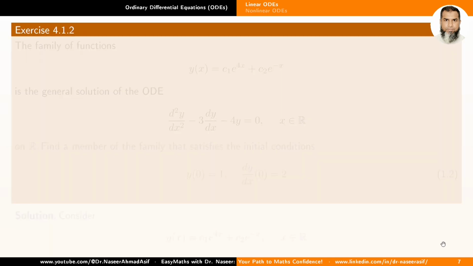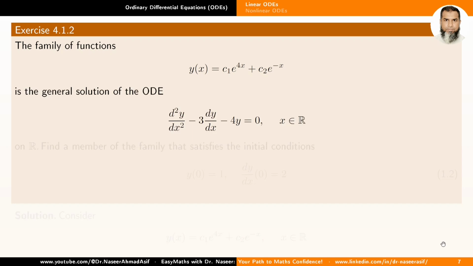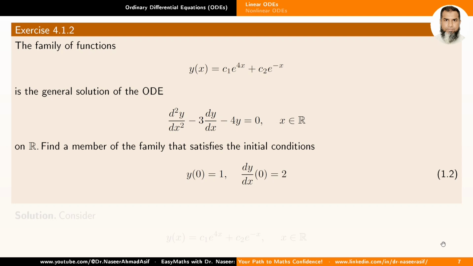Well, see another exercise. The family of functions y of x equal to c1 exponential 4x plus c2 exponential minus x is the general solution of the ODE d2y by dx square minus 3 dy by dx minus 4y is equal to 0, where x belongs to R on R. Find a member of the family that satisfies the initial conditions y of 0 is equal to 1, dy by dx of 0 is equal to 2.